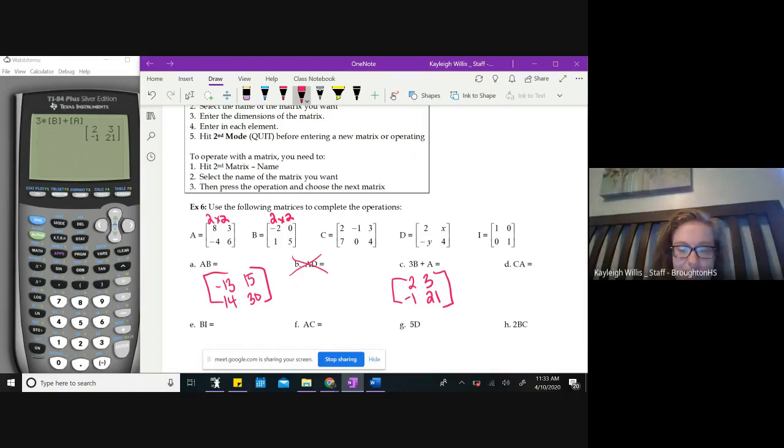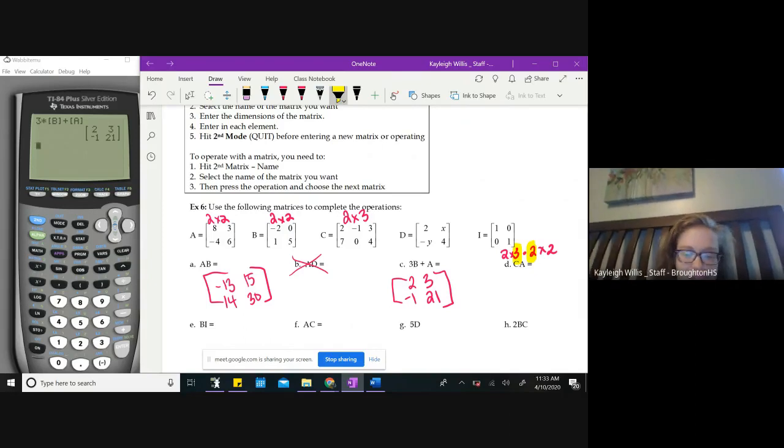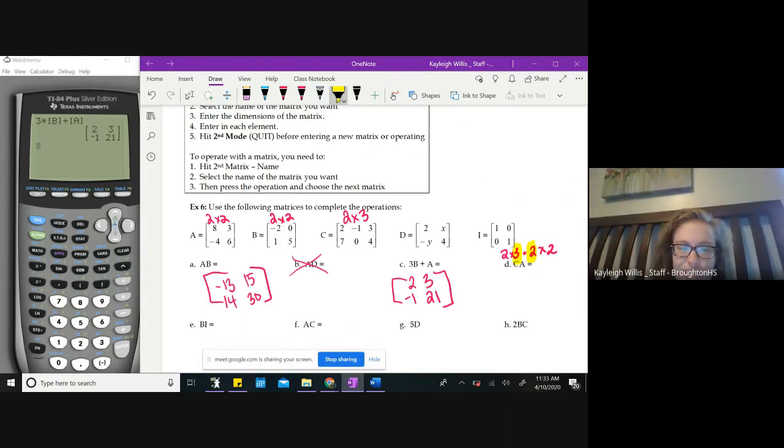C and A kind of looks suspicious to me just because if I look at matrix C, it is a 2 by 3. So they're saying do a 2 by 3 times a 2 by 2. Do my insides match here? No, no, no bueno. So they don't match.